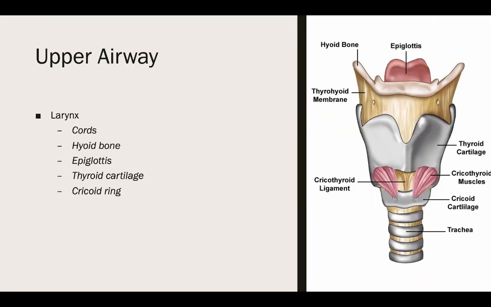So the upper and lower airway are delineated by the larynx, and within our larynx we've got what we call the vocal cords, our hyoid bone, very easily broken bone in our body. We've got the epiglottis there, which protects our trachea when we swallow, and then externally we've got our thyroid cartilage and our cricoid ring. So just remember that larynx kind of separates or delineates what we call our upper airway from what we call our lower airway.